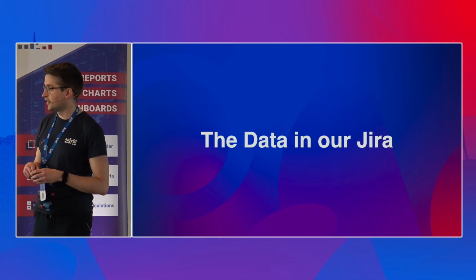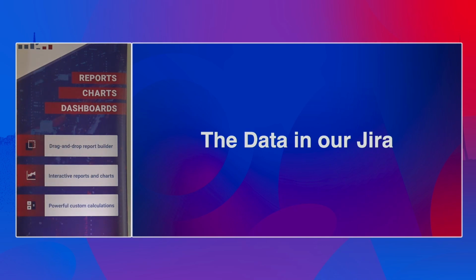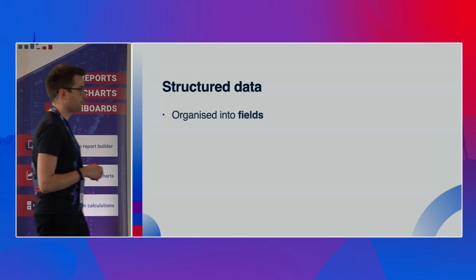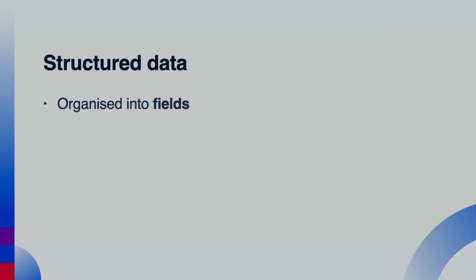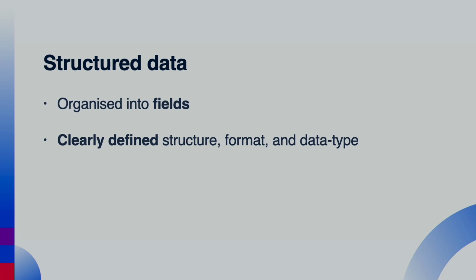The data in our Jira, for the most part, is actually pretty structured because we have our attributes organized into fields. For the most part, they are clearly defined in structure, format, and data type. So you have the numeric fields that can only hold the numeric values. You also have, for example, estimated budget that is in a numeric value, and also the real budget that is in the same format, so they can be compared with each other. That's all good if you do that, and that speaks consistency of your Jira.